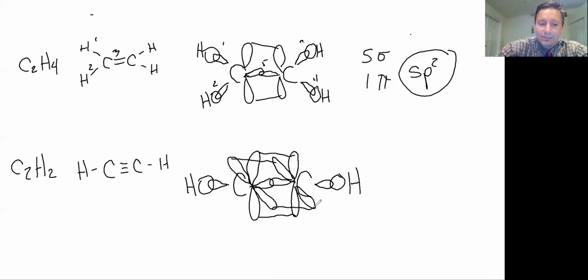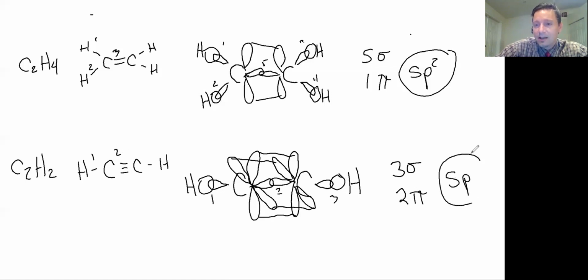So now I can count them. I have 1, 2, 3. So I have 3 sigma, and on the y-axis above and below, I have 1 pi, and on my z-axis above and below, I have a pi bond. So I have therefore 3 sigma and 2 pi bonds. And the hybridization, the steric number, I can count that. 1, 2. So this is sp hybridized.